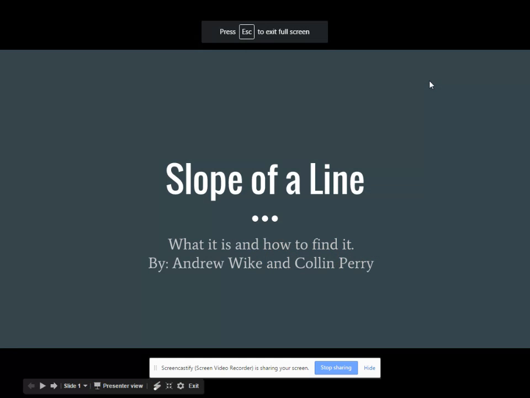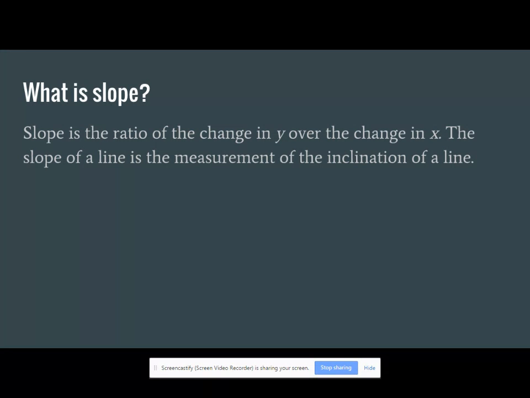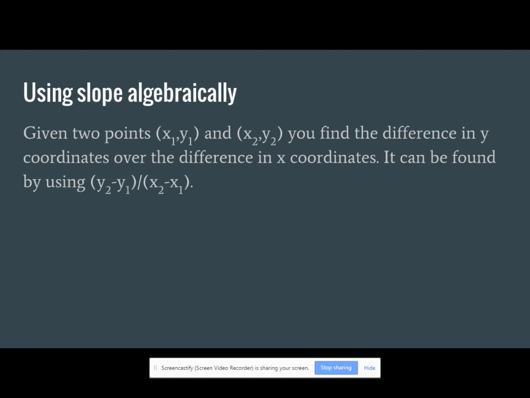Hello, I'm Colin Perry. This is Andrew Ike, and we are going to explain the slope of a line, what it is, and how to find it. The slope is the ratio of the change in y over the change in x. The slope of a line is the measurement of the inclination of the line.